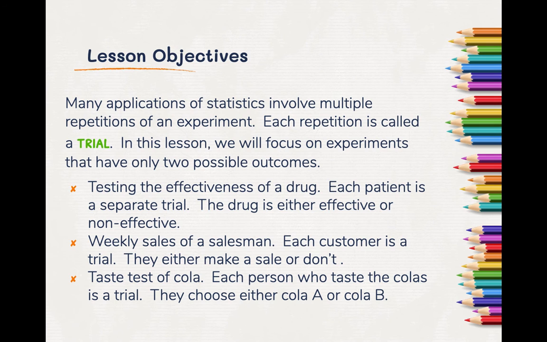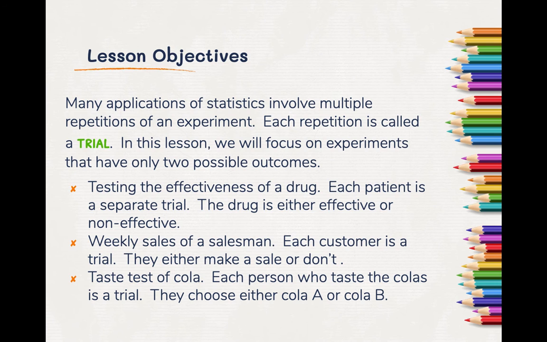A lot of times when we're using statistics, we repeat the same experiment many times to see what happens. Each repetition is called a trial. And we're going to focus in this lesson on experiments that only have two possible outcomes. So examples of this would be, how effective is a drug? Each patient would be a separate trial. It's either effective or non-effective.